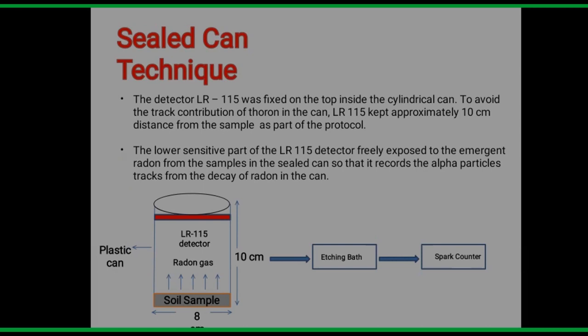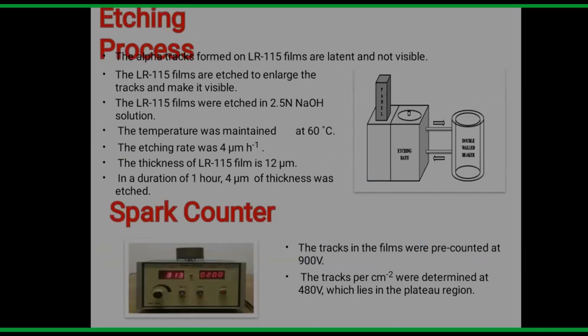This is the etching process. The alpha particle tracks in the LR115 film are latent and not visible. The film is etched to enlarge the tracks and make them visible. The LR115 film is etched in a 2.5 N NaOH solution. The temperature was maintained at 60 degrees centigrade. The etching rate was 4 micrometers per hour, and the thickness of the LR115 film etched is 12 micrometers over a duration of 1 hour.